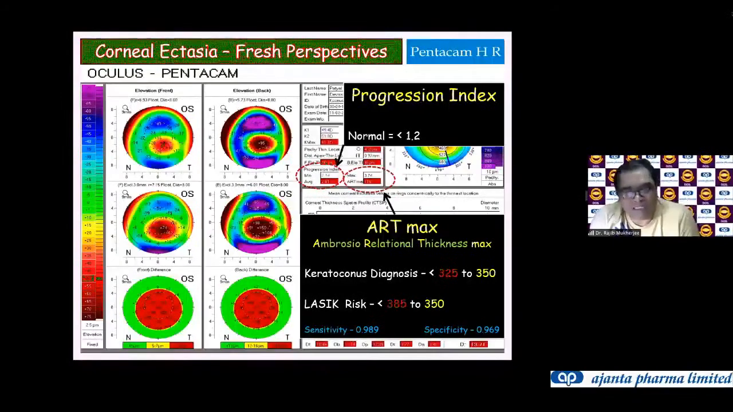Now, what are the indices that we should look for? The Pentacam or any other system gives you a number of indices, but the two most sensitive indices I follow in my practice are the progression index, where anything below 1.2 is a normal cornea and should be considered for ablative refractive surgery with other factors being normal, and the ART-max, where any value more than 385 is absolutely safe for refractive surgery, as I said, if the other things along with that are normal.